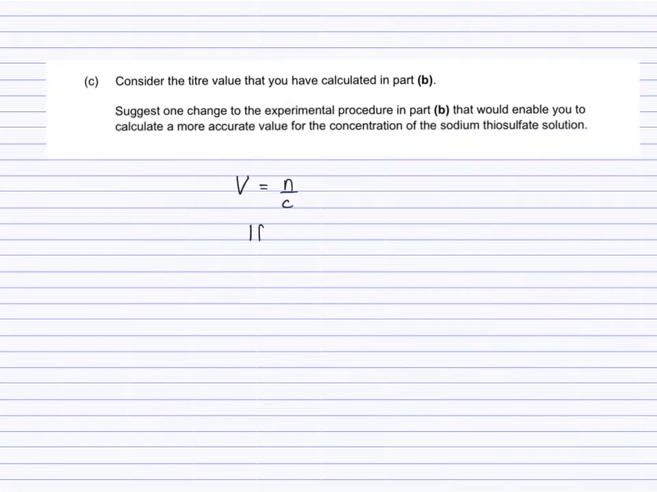So if we want to improve our experiment, to improve the accuracy for the concentration of sodium thiosulfate, we need to increase the volume. How would we increase the titer volume? Well, if we reduce the concentration, if we make that number smaller, it's going to make the volume larger. So we need to reduce the concentration of the bromate 5.